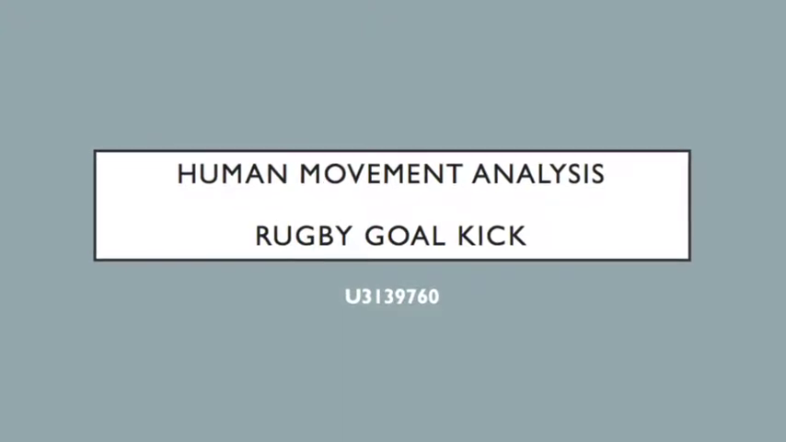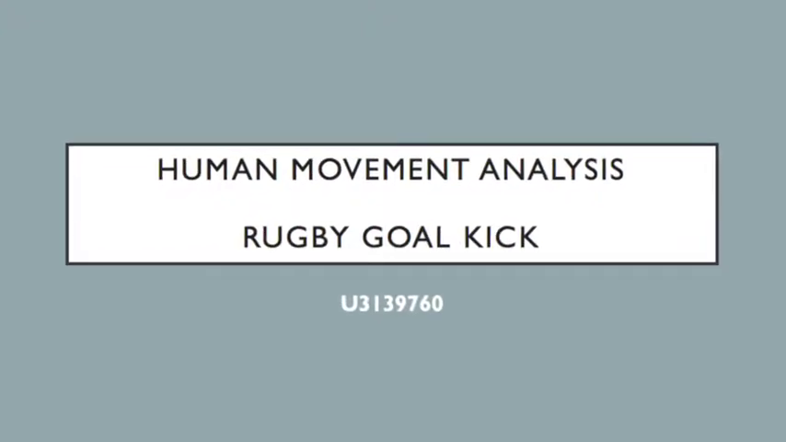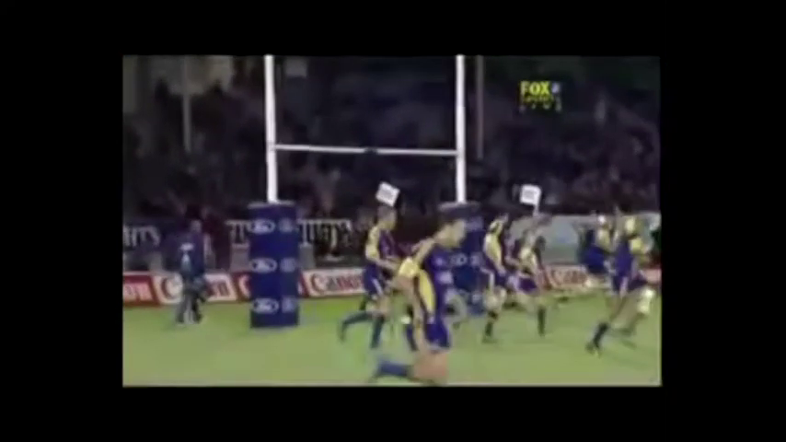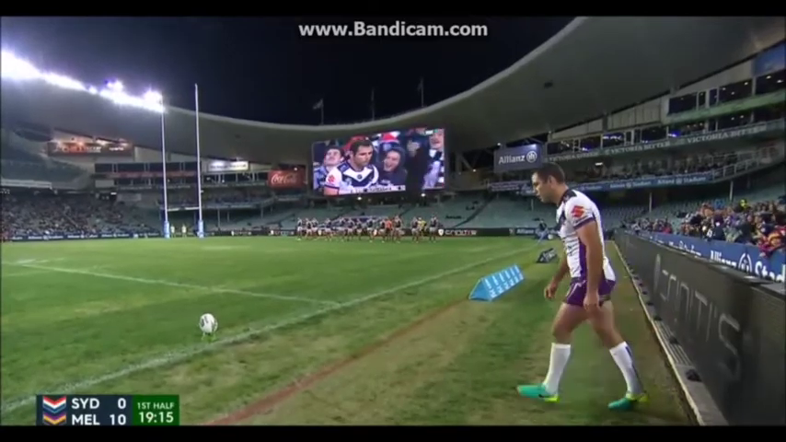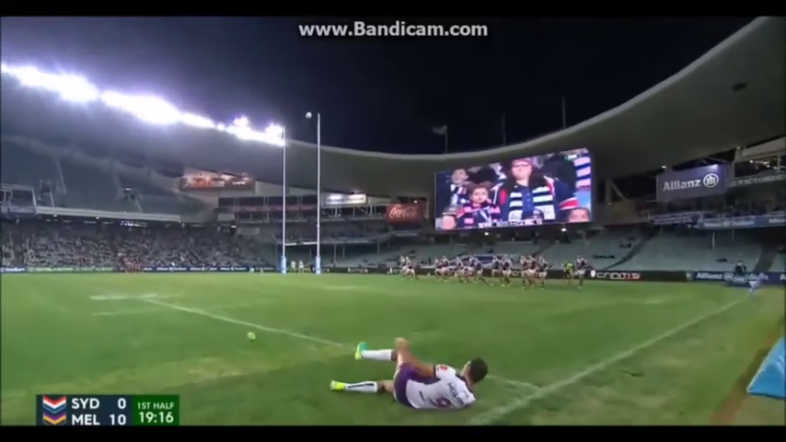In this presentation, I will provide a human movement analysis on a rugby goal kick. Goal kicking in either rugby code, union or league, can be a pivotal aspect of the game, and a team with an accurate goal kicker is commonly the difference between winning and losing.